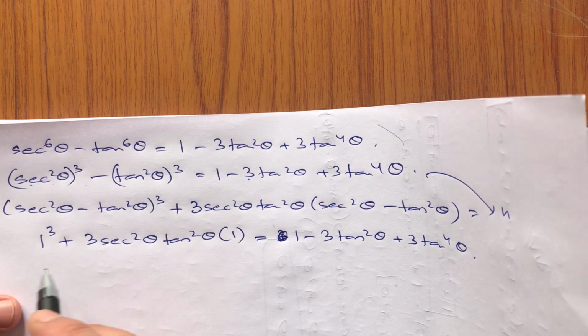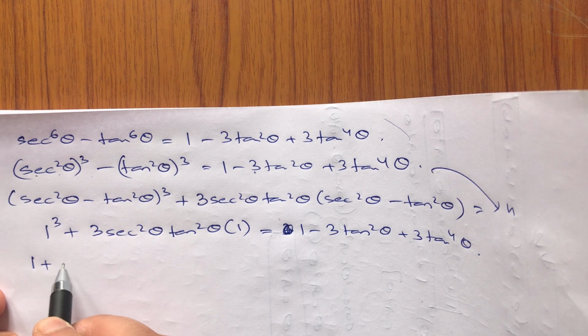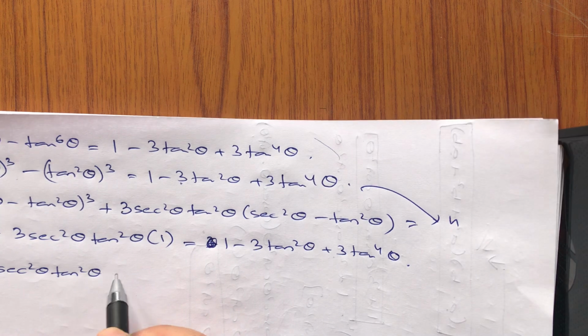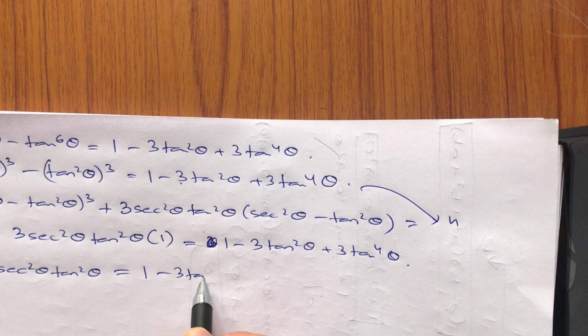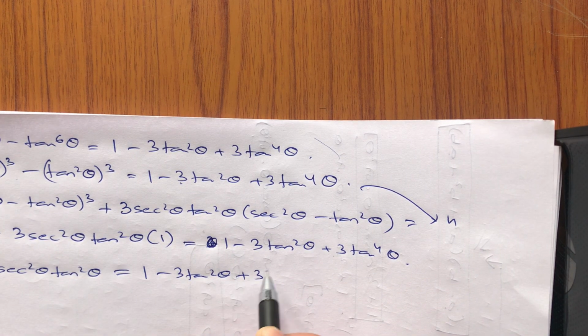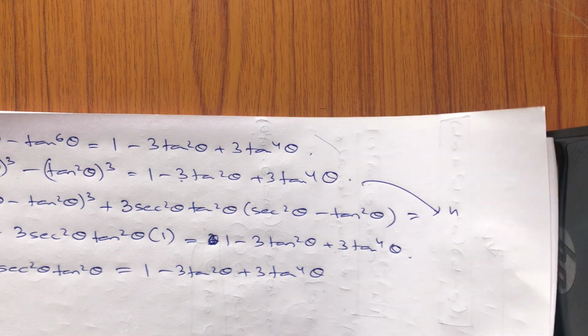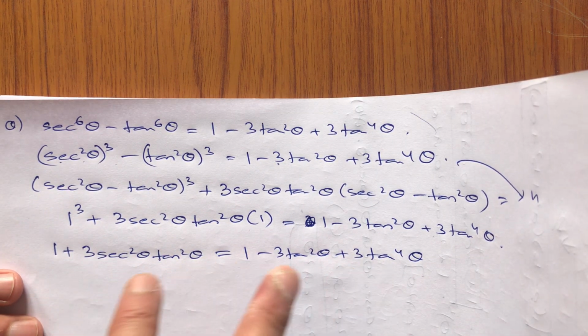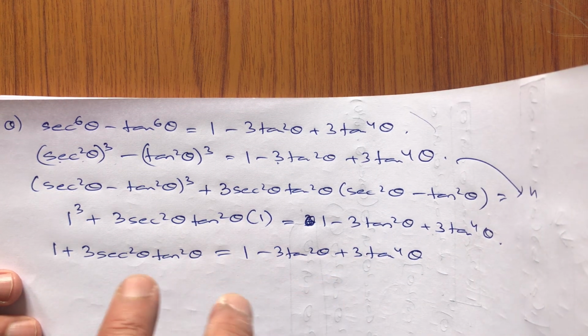So when I solve this part, I get 1 cubed is 1 plus 3 sec square theta tan square theta, and that is equal to 1 minus 3 tan square theta plus 3 tan to the power of 4 theta. Okay, so right now I've done this, but if I just compare the left and the right, it's still not matching.